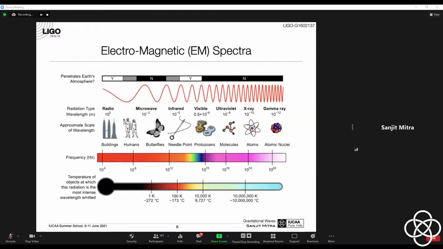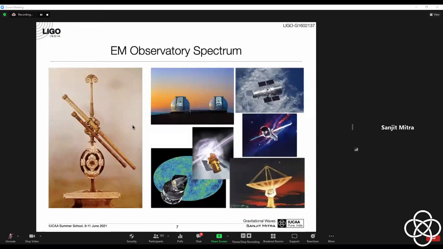So that was more than 400 years ago, and Galileo's observation was done in the optical, the visible band, but the electromagnetic spectrum has several frequencies, and there is astronomical information available in every part of it. So in the next 400 years, we progressed significantly along those lines. This was Galileo's telescope, and now we have state-of-the-art telescopes, observatories in different bands.